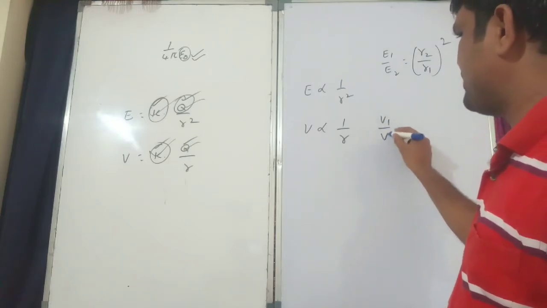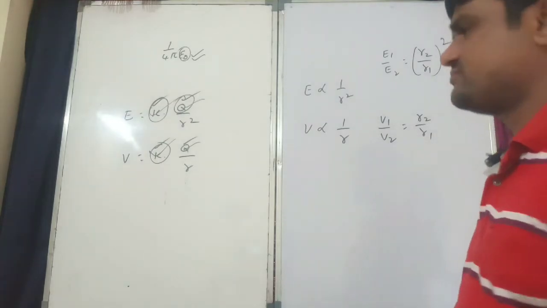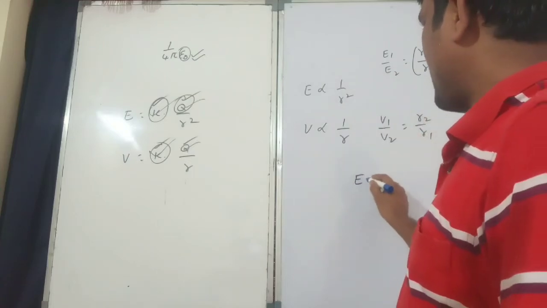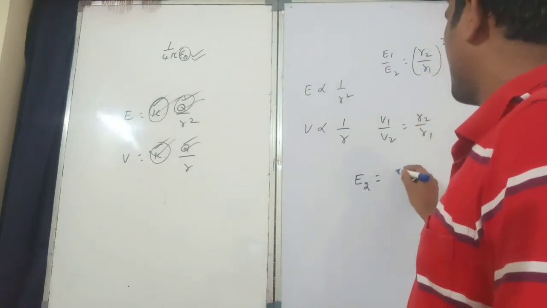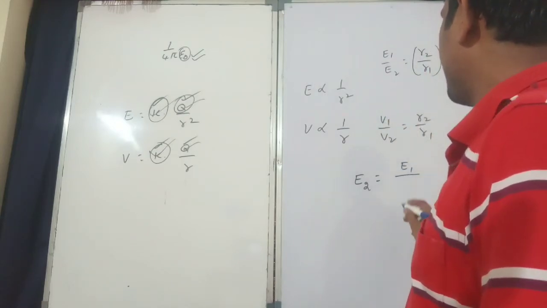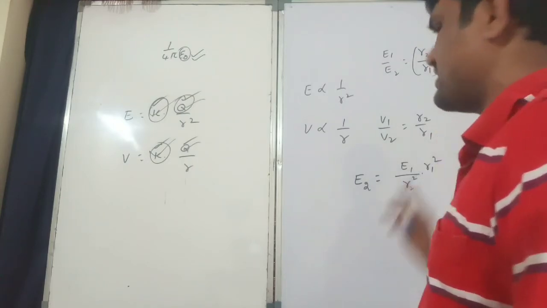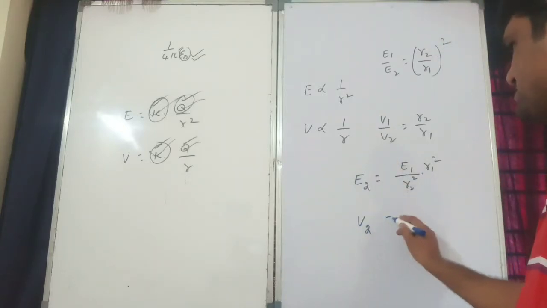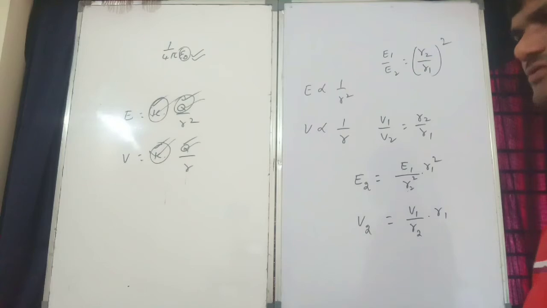Similarly, V1 by V2 is equal to R2 by R1. Yes or no? So I want E2. E2 is equal to how much? E1 divided by R2 square into R1 square. Right? Similarly here also, V2 is equal to V1 divided by R2 into R1.